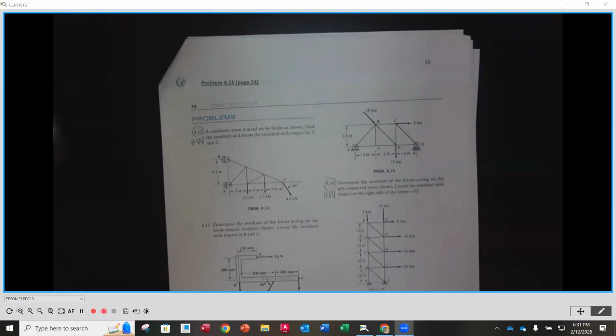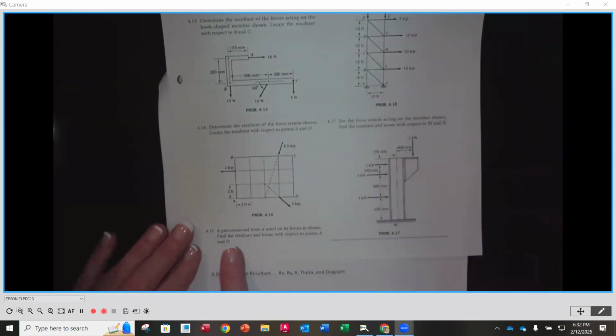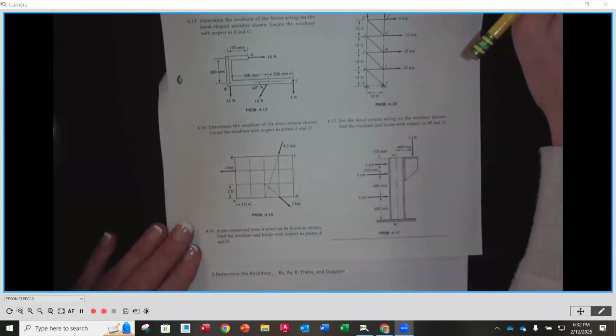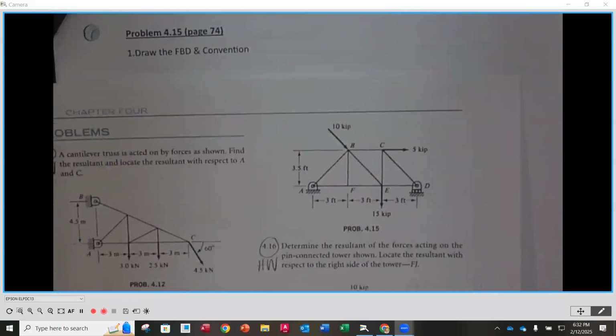I wanted to give you at least 2 problems to look at. So I picked one of the problems here from what we have. Down at the bottom, we have a pin connected truss acted on by the forces as shown. Find the resultant and locate it with respect to points A and D. The illustration is at the top of the following column.